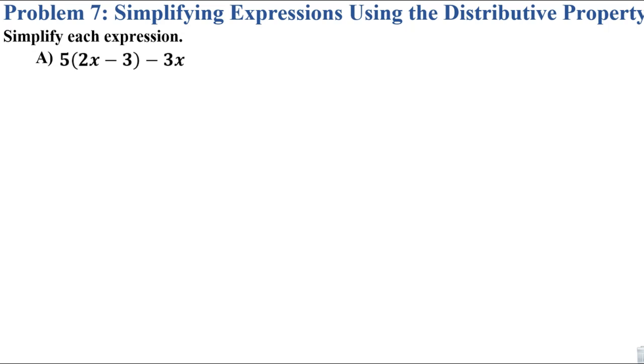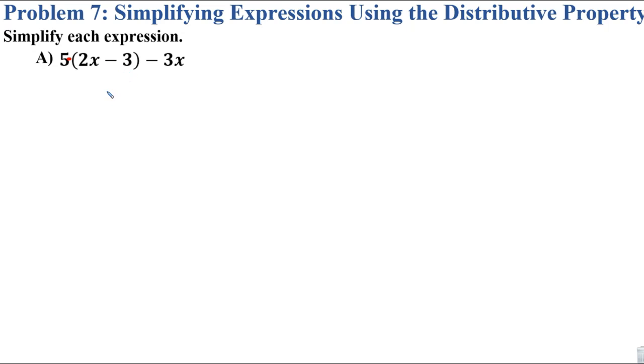Next problem we're going to look at is simplifying expressions involving the distributive property. Let's take a look at what we mean by that. With this expression here, I've got 5 parentheses 2x minus 3. Now when you see a number written next to parentheses, the multiplication is implied. So it's 5 times the quantity of 2x minus 3.